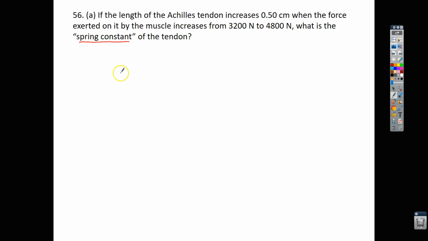So here we are looking for the spring constant, which is k. We're going to say that k is equal to F over x, and that comes from our equation for a spring. Force of a spring is equal to the spring constant times the stretch. Our force here is 4,800 newtons minus 3,200 newtons.